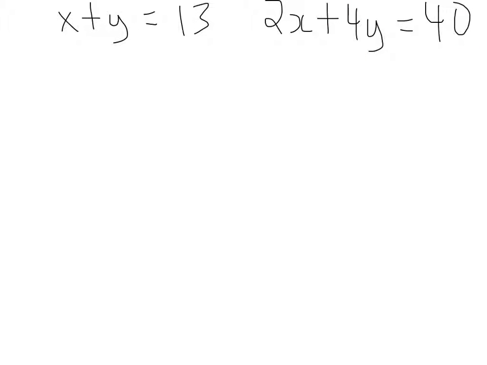First thing we need to do is to isolate y in each equation. So the first equation is fairly easy. We have to subtract x, because that's a positive x, from both sides. So I end up with y equals 13 take away x.